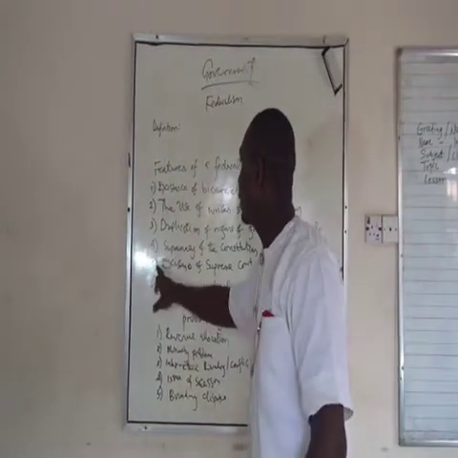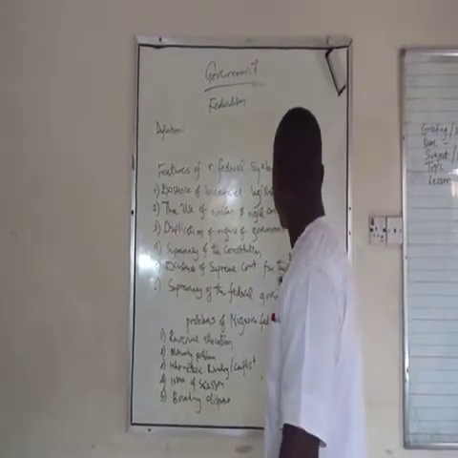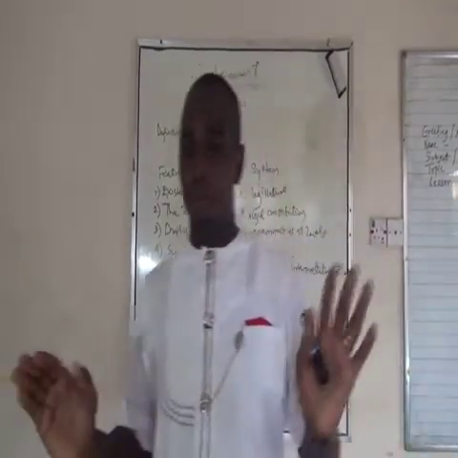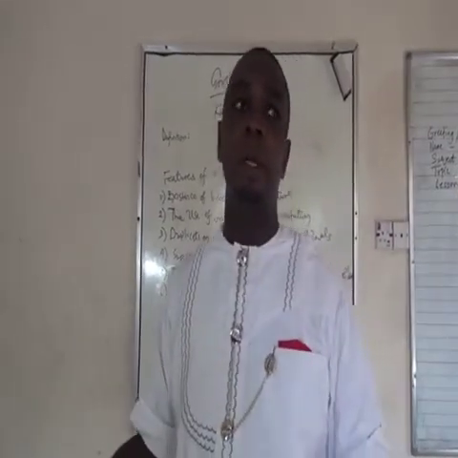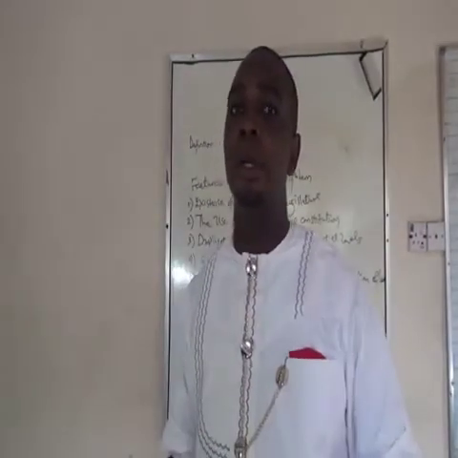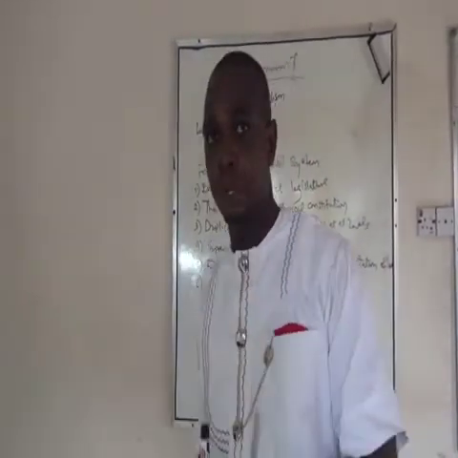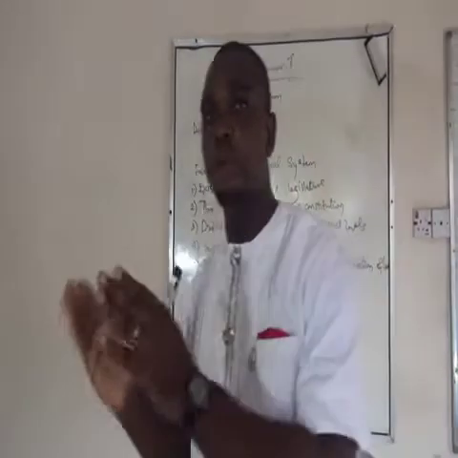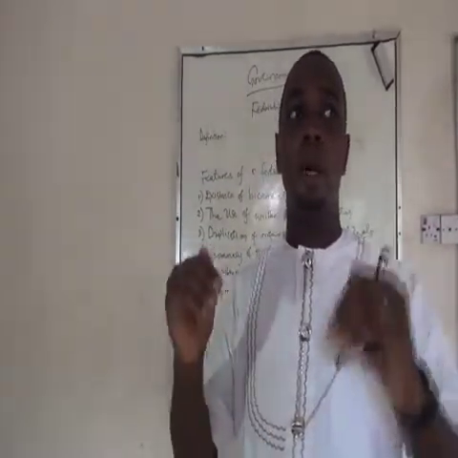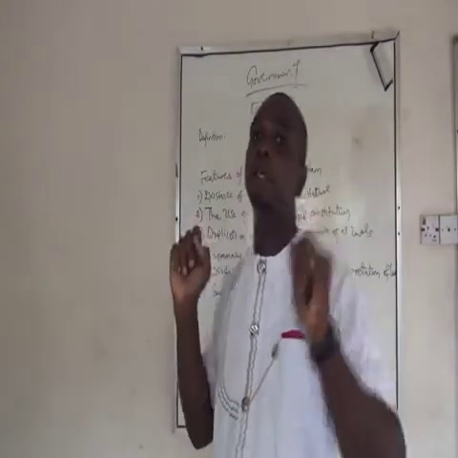Now, we're going to be looking at another characteristic, which is the existence of a Supreme Court for the interpretation of law. Now, the Supreme Court is the court that is at the highest level. If you study the jurisdiction of courts in Nigeria, you would agree with me that the Supreme Court is the court that is at the highest level. It is the court that is regarded as the final arbiter.